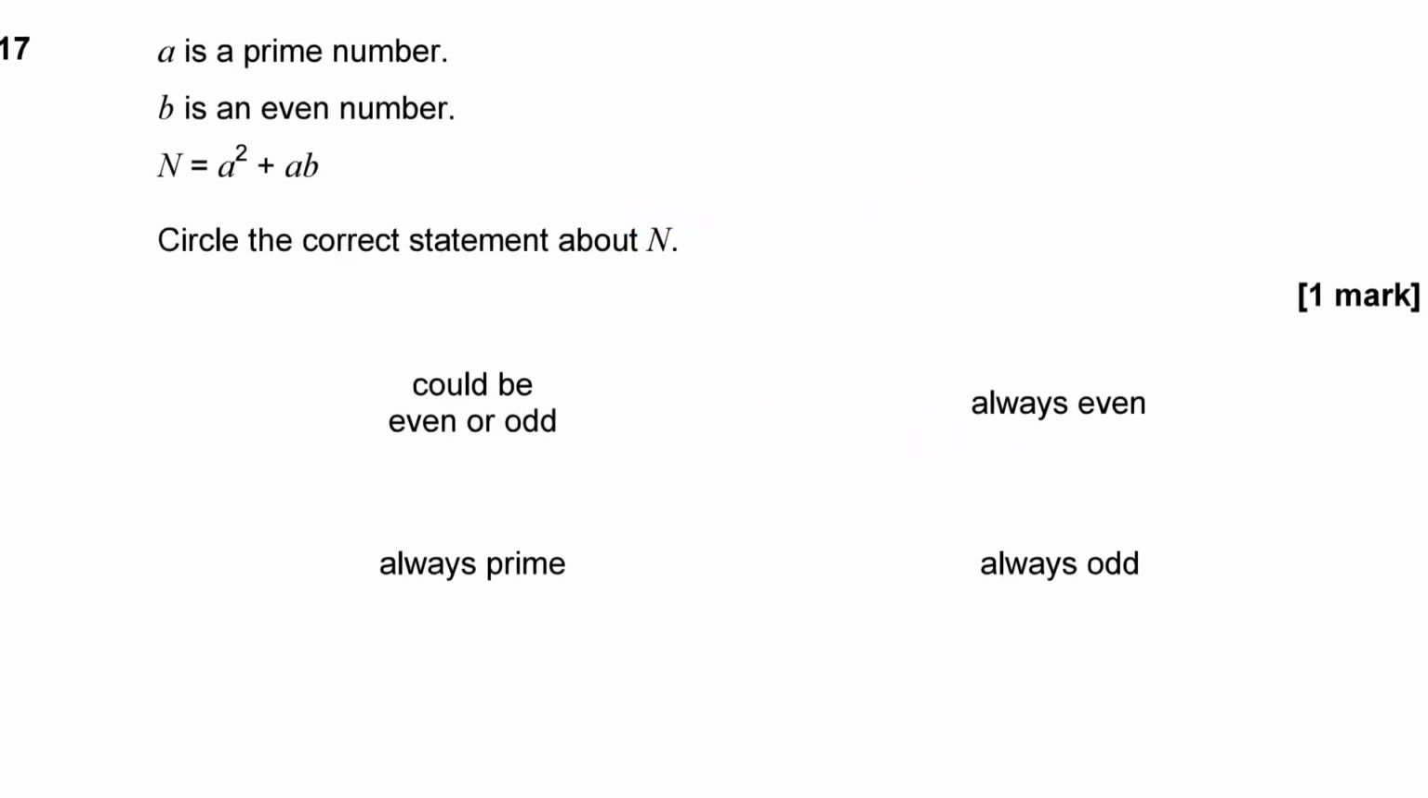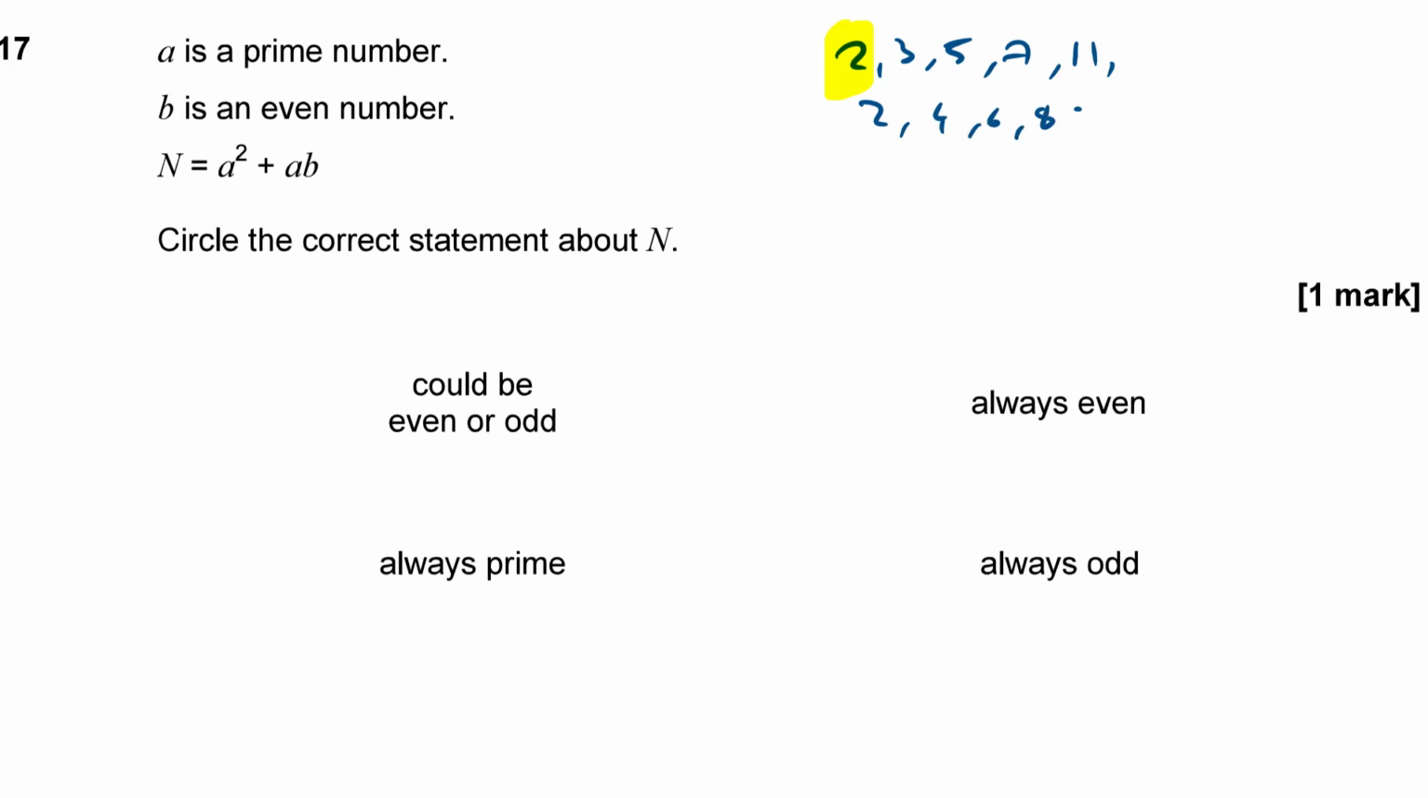Question 17. A is a prime number, B is an even number, n equals a squared plus ab. Circle the correct statement about n. Could it be even or odd? Is it always even? Is it always prime? Or is it always odd? Now, prime numbers. What are the prime numbers? We've got 2, 3, 5, 7, 11, and so on. So they're mostly odd, but we do have this one even prime number that often causes problems. And what are even numbers? The even numbers are numbers like 2, 4, 6, 8, etc.